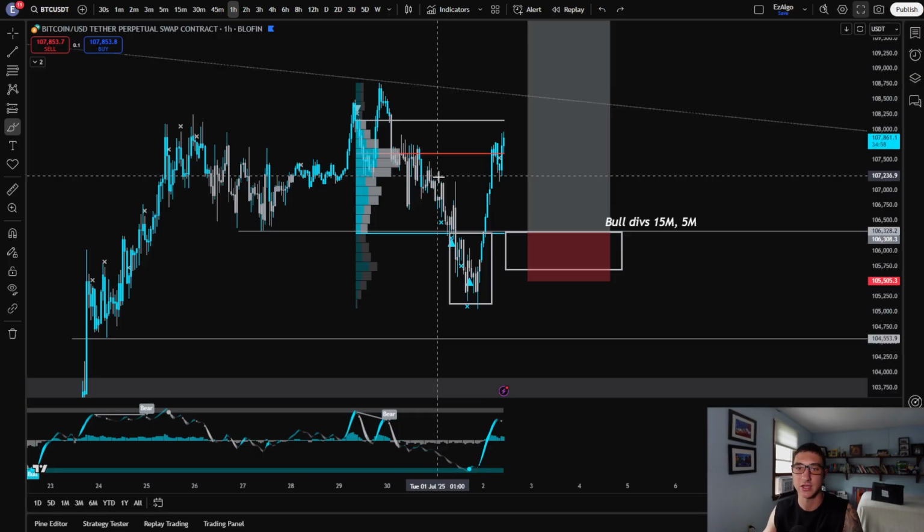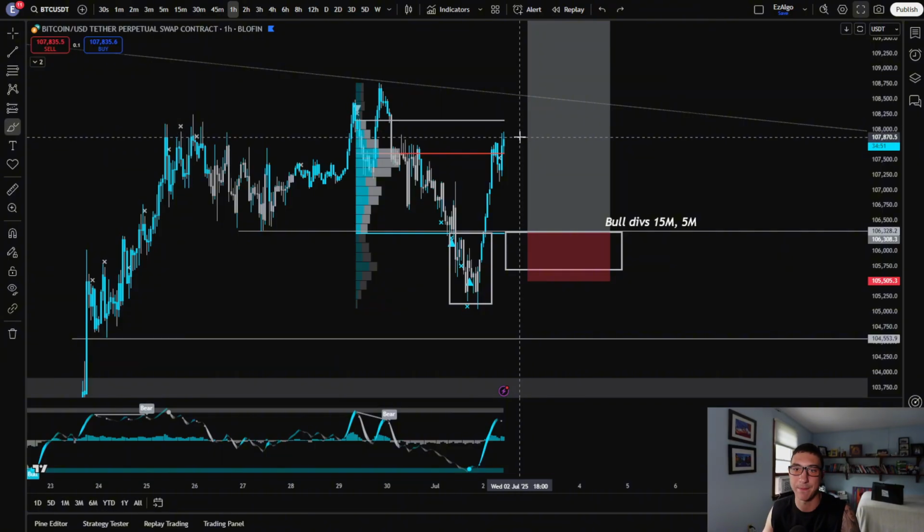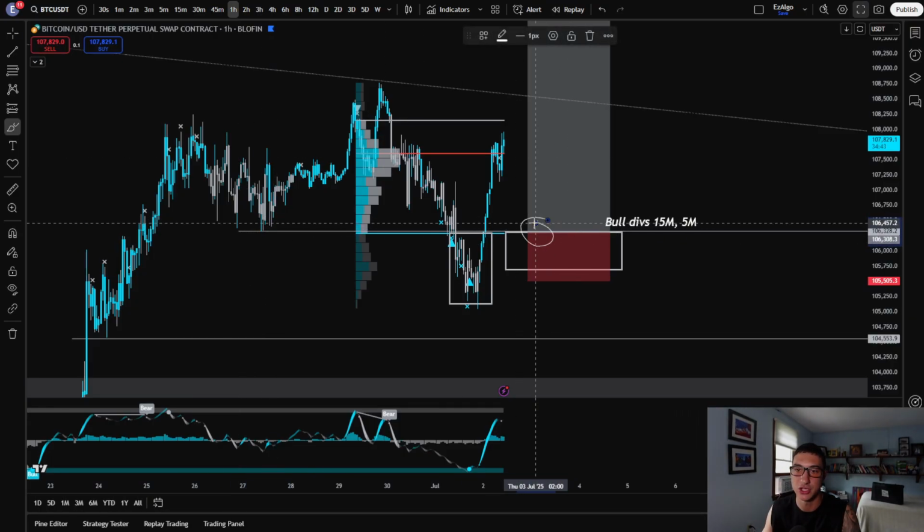The only way that retests are valid is if we are seeing structure breaks and a displacement move to the upside, confirming to us that buyer intent is to push the price higher. And last but not least, we will look for a retest of that previous range low into our entry zone.